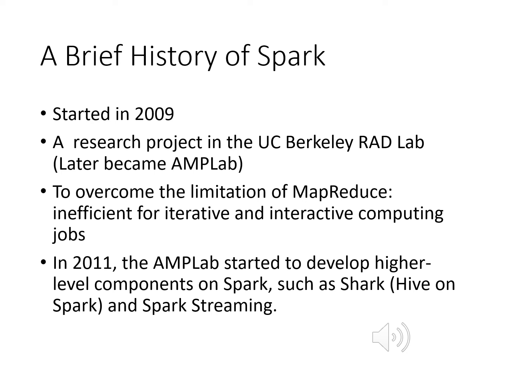And then Spark's users used Spark to monitor and predict traffic congestion in the Bay Area. Then more and more organizations began to use Spark, and it got more and more popular. And in 2011, the AMP lab started to develop higher-level components on Spark.